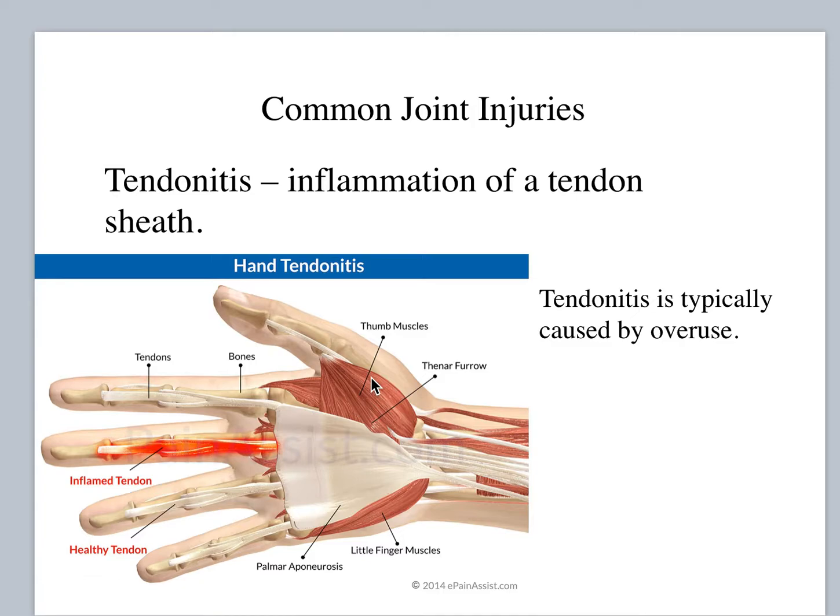Tendonitis is inflammation of a tendon sheath. This is usually overuse. The tendon moving back and forth in the tendon sheath can cause friction and can develop degeneration and inflammation, and that's called tendonitis.